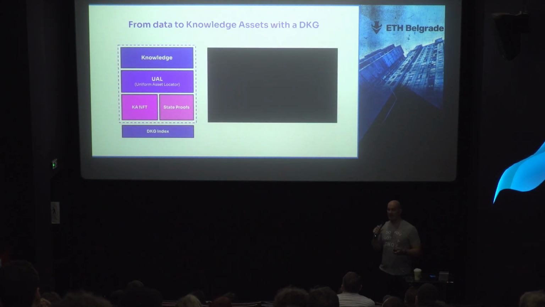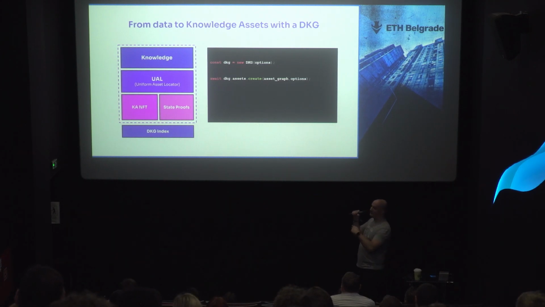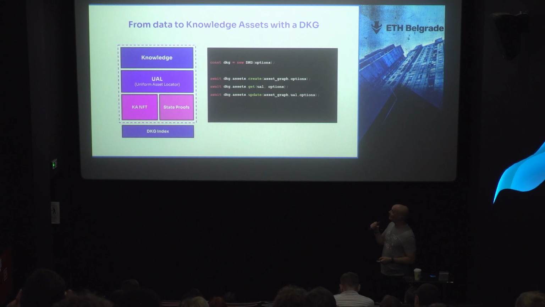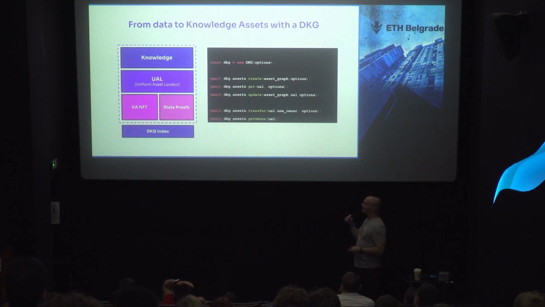So let's say you were to try and create one, and you take the JavaScript client dkg.js, you could instantiate the client, and you can do your regular CRUD stuff. So this would be how you would create it. You take the knowledge in JSON-LD form, some options, you publish it on the network, then you get a UAL, so you can also resolve it via GET, just like HTTP GET. You can also update the knowledge asset, and then because of the knowledge asset NFT, you can of course transfer it. So we have this classic NFT interface under the hood. And obviously you can get owners, you can get all kinds of other things like proofs and so on.